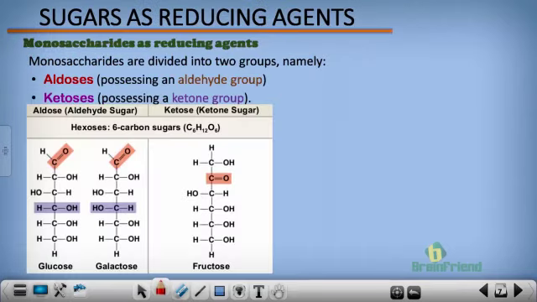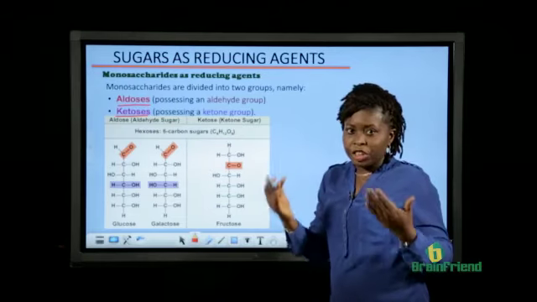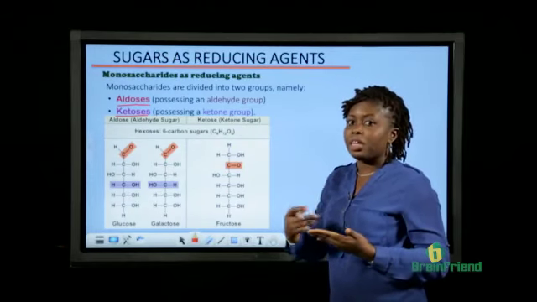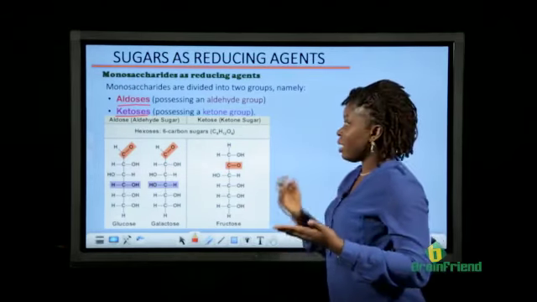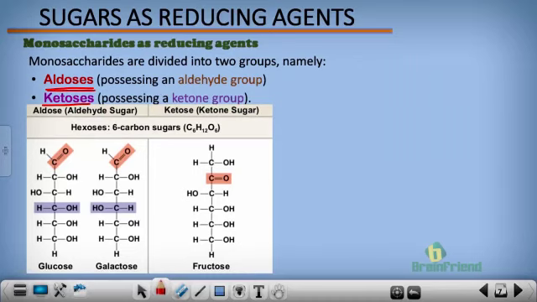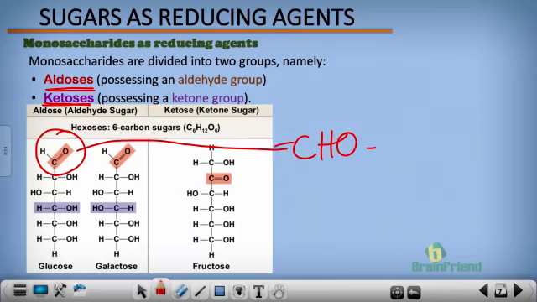solution. Now we'll be looking at monosaccharides as reducing agents. Monosaccharides are divided into two groups, those that are called aldoses and those called ketoses. We've been mentioning that there are monosaccharides that have the aldehyde group. These monosaccharides are the ones we call aldoses, while those that contain the ketone group are called ketoses. So, this is what we call the aldehyde group. We write it out in this way, okay?